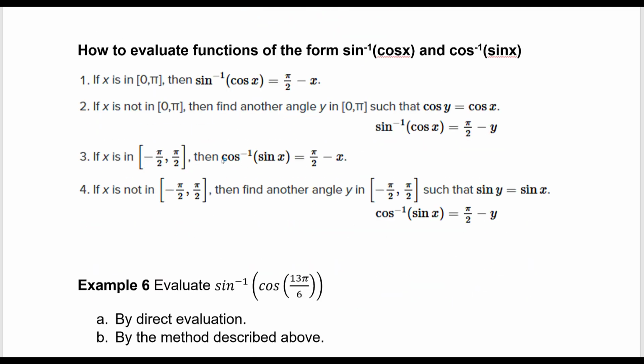So now we go the other direction. If x is in the interval from negative pi over 2 to pi over 2, then cosine inverse of sine of x is going to be pi over 2 minus x. And if x is not in the interval, you find another angle y in the appropriate interval, such that sine of y is sine of x, and cosine inverse of sine of x is pi over 2 minus y.